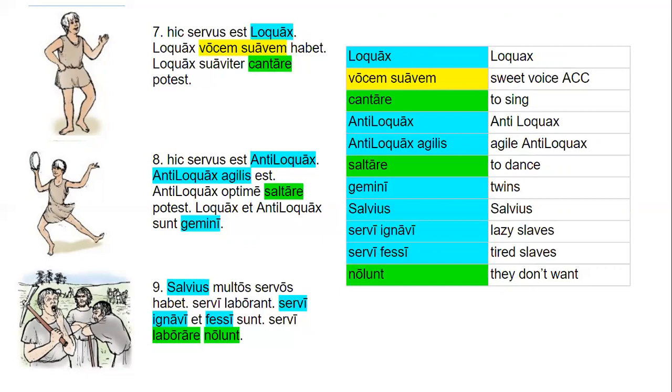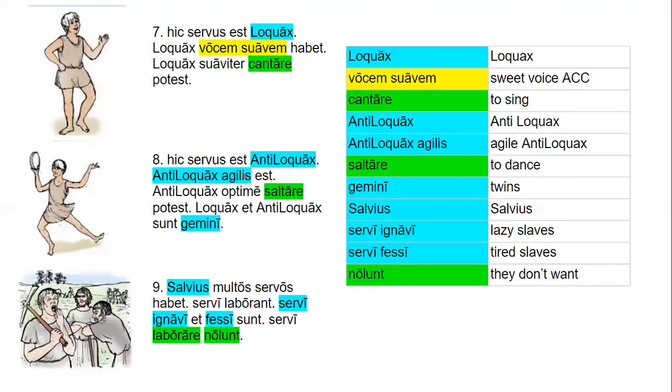Loquax suaviter cantare potest. So Loquax is able to sing sweetly. Okay, again, we've got our main verb potest, and that's our infinitive. And then remember, ter endings are going to be adverbs. All right, hic servus est Antiloquax. So this slave is Antiloquax. Antiloquax agilis est. So Antiloquax is agile, right?